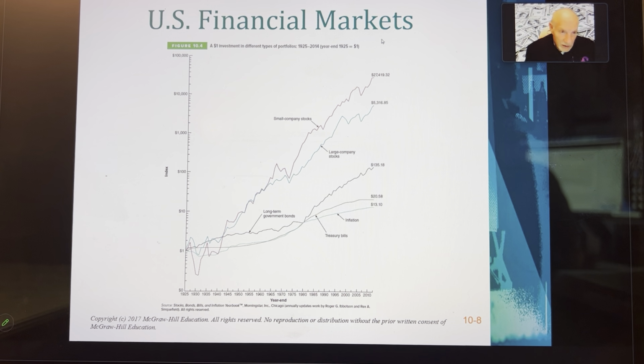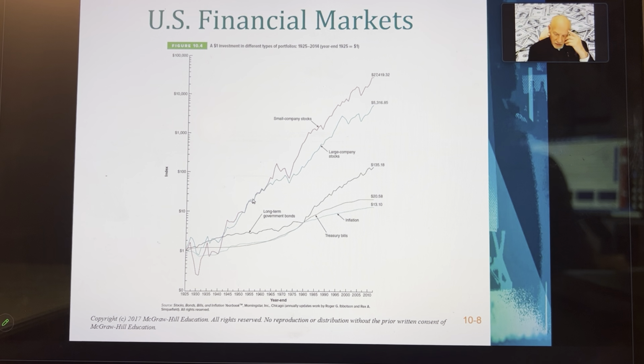So this calculation was, now it's 90 years, right? So effectively, if you put $1 into small company stock in 1925, right before the Depression, and you held on to it, by 2014, it was worth $27,419.